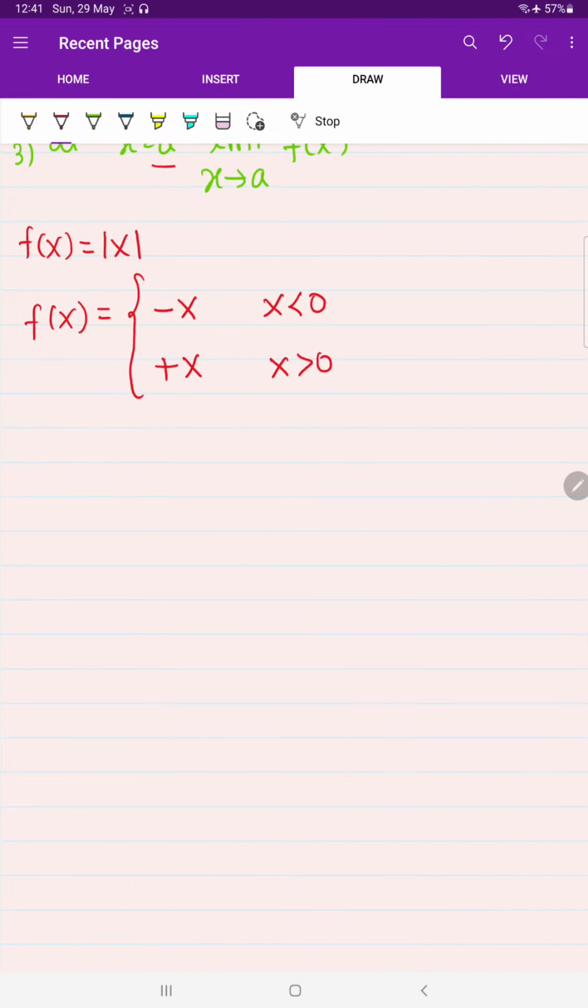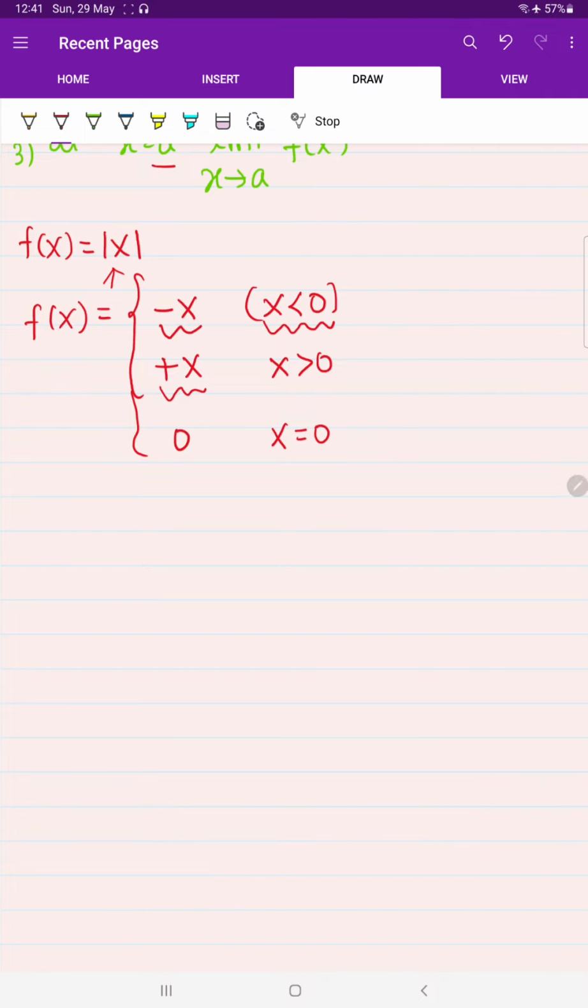If you observe the function carefully, I have defined the value of f of x to be minus x when the value of x is less than 0, and plus x when the value of x is greater than 0. Of course, I can also define one more point: if x is equal to 0, then if I replace x equal to 0, the value is going to be 0. So I have defined everything here.